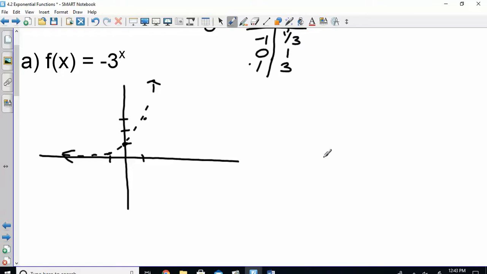So what would a negative out in front do? Remembering transformations, a negative in front is like making your y negative. So it flips it over the x-axis. So this point would become 1, -3, from 0, -1, a 1, -1/3.